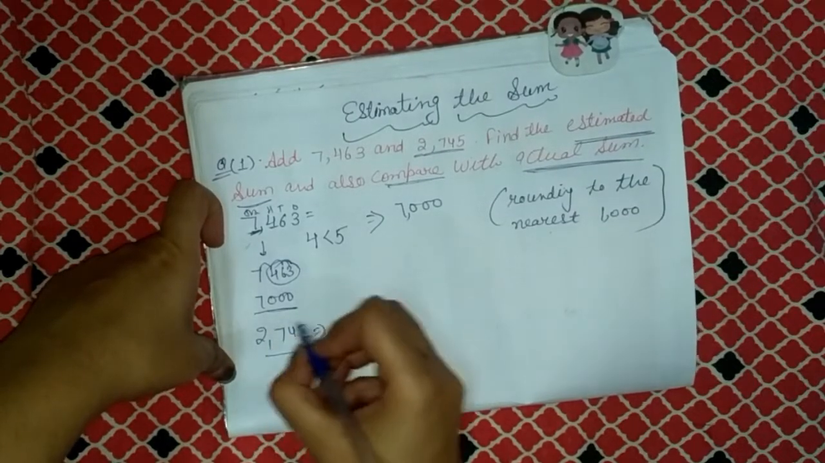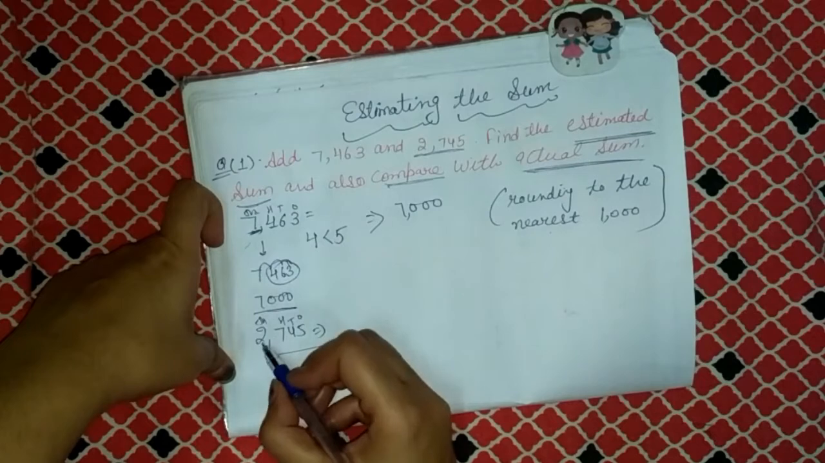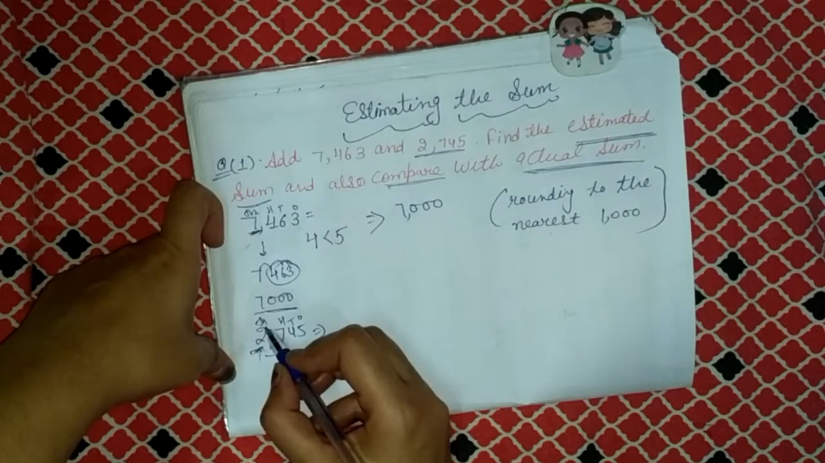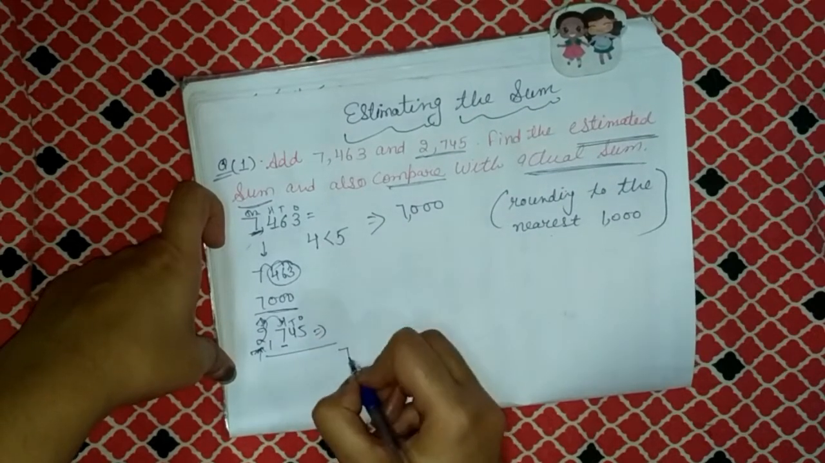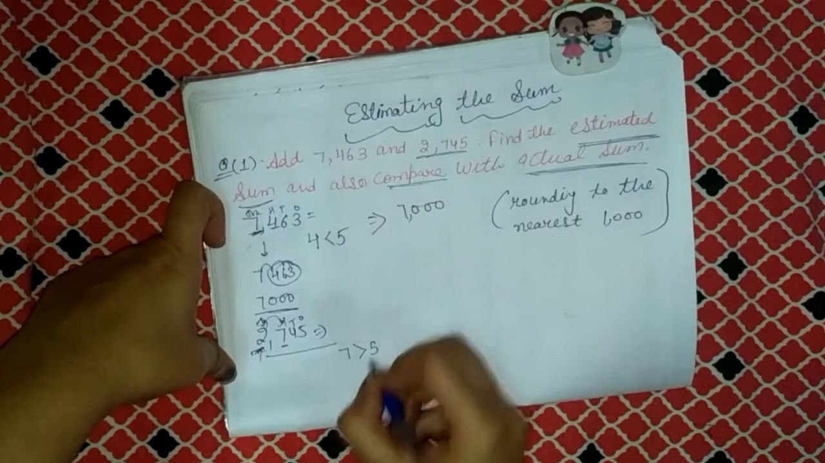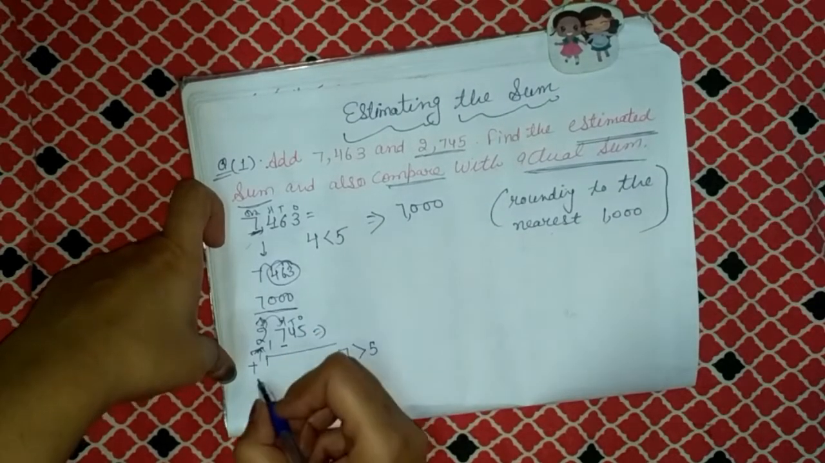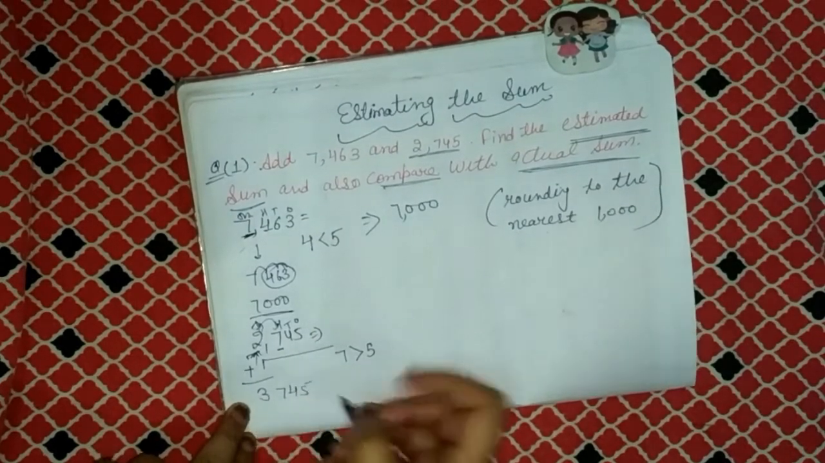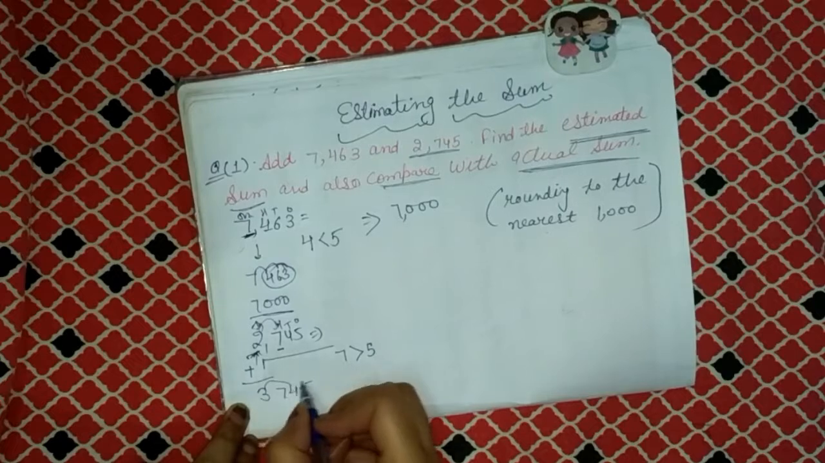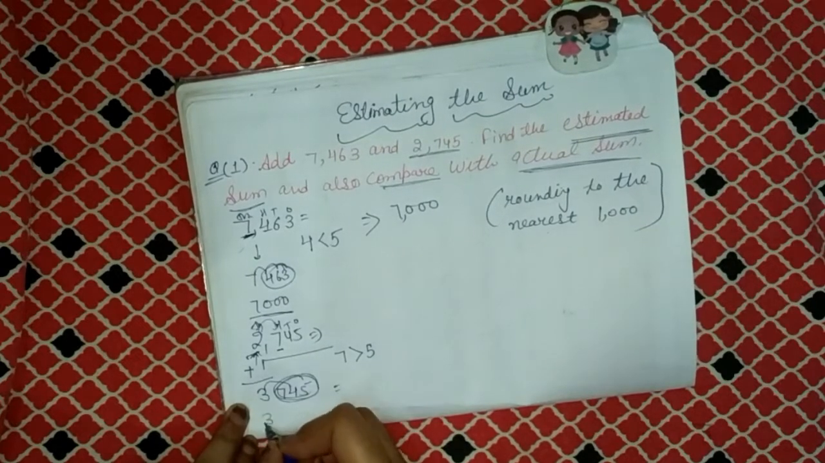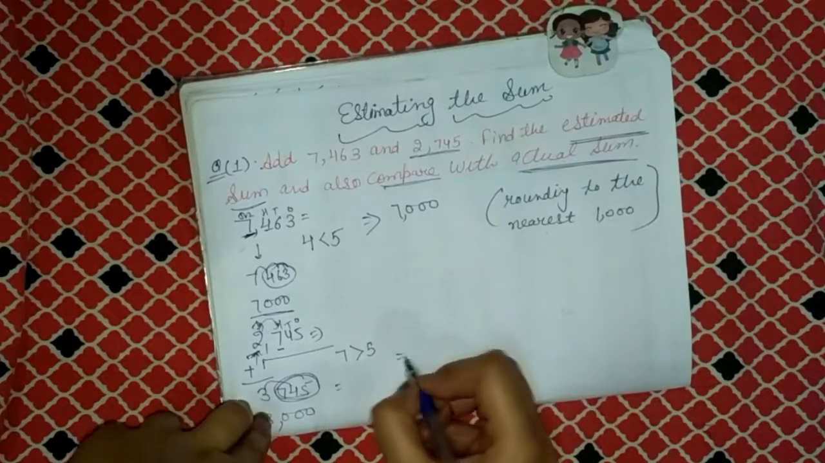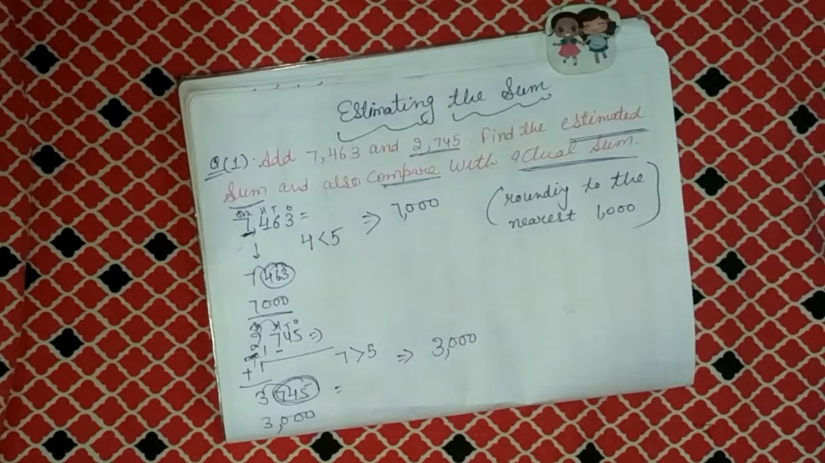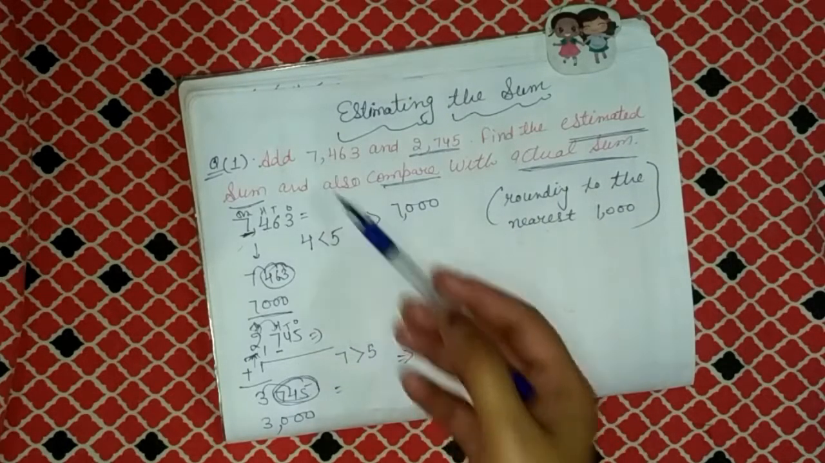Correct? Now round off this number, 2745. Same, ones, tens, hundreds, thousands. So we will round to the nearest thousand, where it is having 2 here. We'll go to the right side, and here I'm having 7. 7 is greater than 5. That means we will add 1 here, correct? It will become 3745. Second step, these digits will become 0. So after rounding off, I got 3000, correct? Done. So we got the estimated form of these numbers.